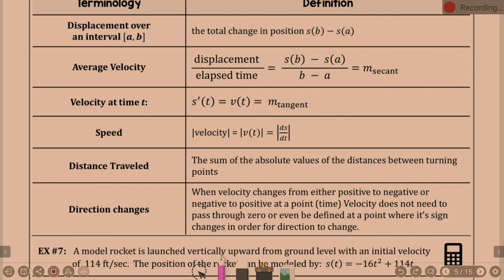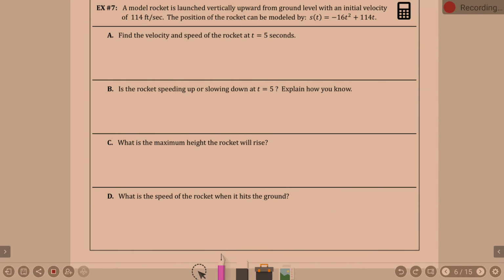Number 7. A model rocket is launched vertically upward from ground level with an initial velocity of 114 feet per second. The position of the rocket can be modeled by said equation. Find the velocity and speed of the rocket at t equals 5 seconds. How do I find velocity?